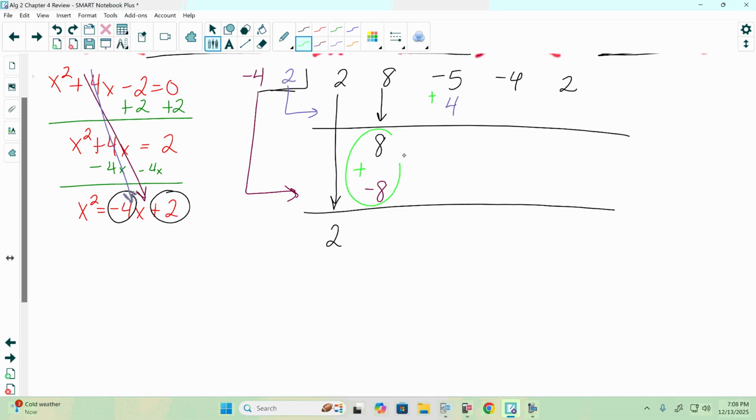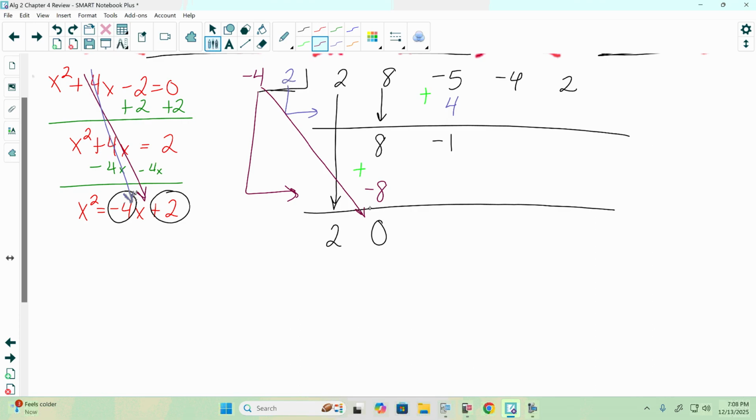So the first thing we can add is 8 plus negative 8. We can add those 2 together. And 8 plus negative 8 is 0. Next ones we can add is this negative 5 plus 4, this negative 5 plus 4 here. And negative 5 plus 4 is negative 1. And we're going to do this process again.